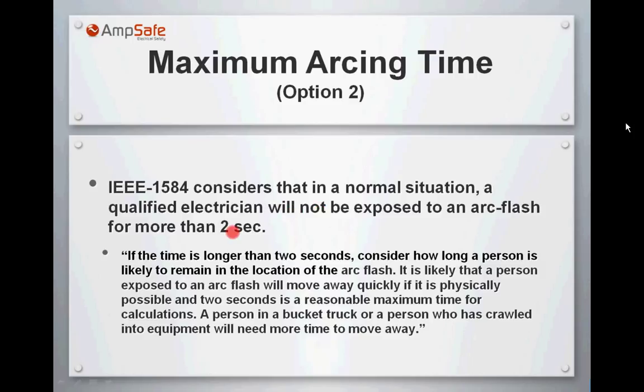A person in a bucket truck or a person who has crawled into equipment will need more time to move away. How much more time? It's open-ended. It's your decision. But you have to be aware that in the majority of cases, 2 seconds maximum arcing time is good enough for IEEE. And again, if it's good enough for IEEE, it's good enough for me.